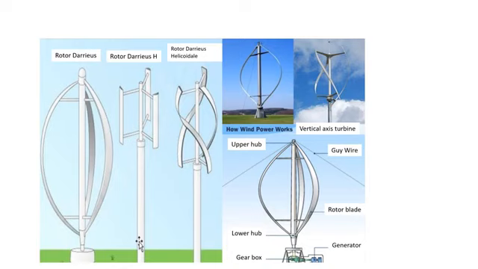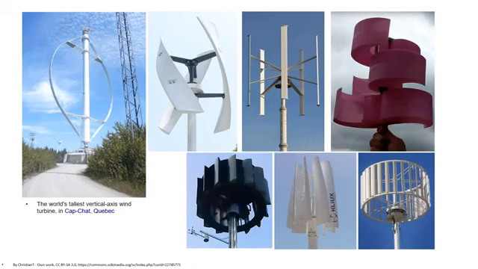The main types of vertical axis wind turbines have been shown here. The designs are Rotor Darrieus H, Rotor Darrieus Helicoidal, and the main parts of these vertical axis wind turbines are the upper head, guy wire, rotor blade, generator, gearbox, lower hub. The gearbox and the generator could be placed at the base portion of the wind turbine. Here are some pictures of the vertical axis wind turbine.